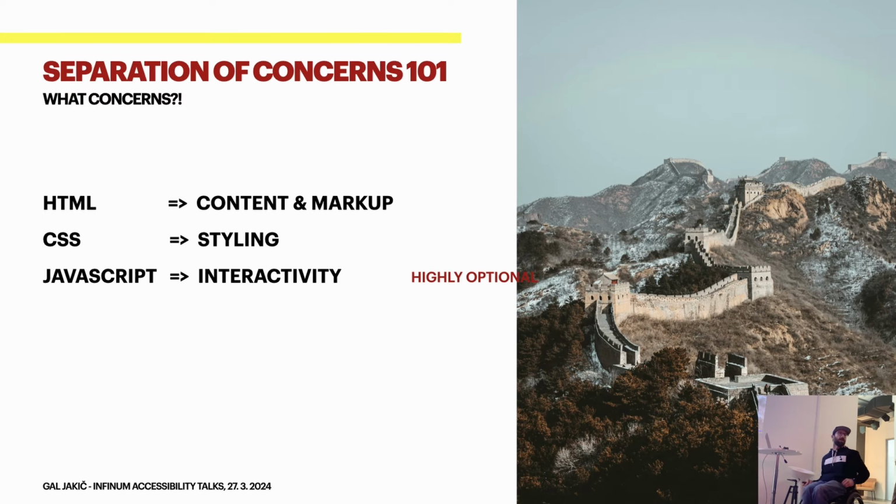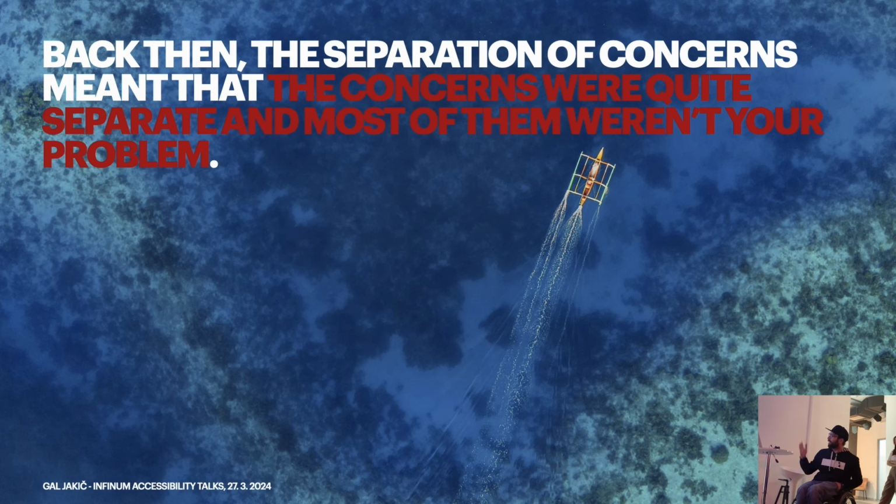In the early days of web, we had separation of concerns. Separation of concerns as a concept means that HTML would take care of your content and your markup. You would bring in CSS to style it so that it would look pretty. And then you would have JavaScript, which handled interactivity but was highly optional. Basically, nobody did it, right? And my takeaway was that the concerns were quite separate and most of them weren't your problem, and it was a beautiful world.